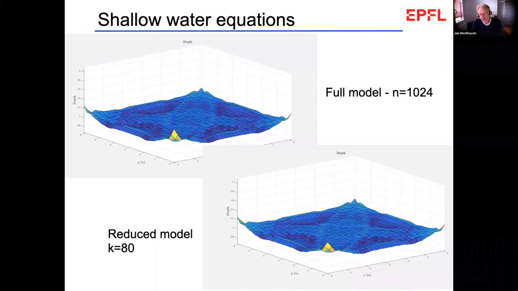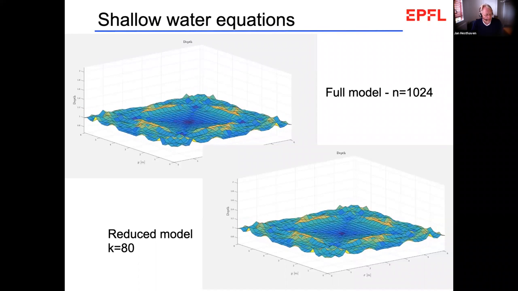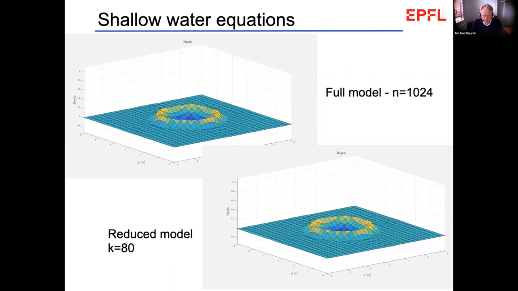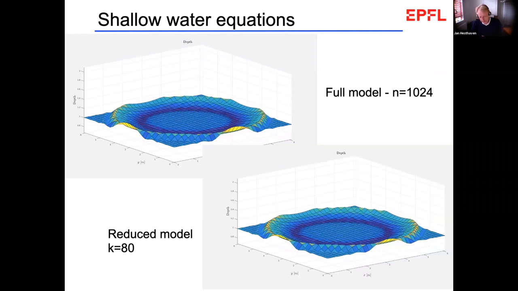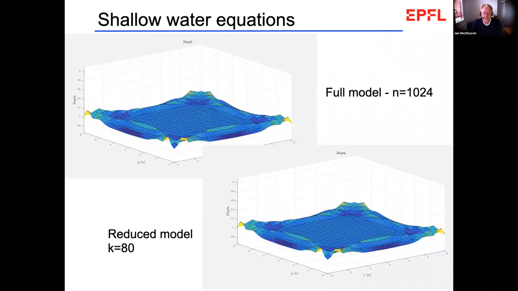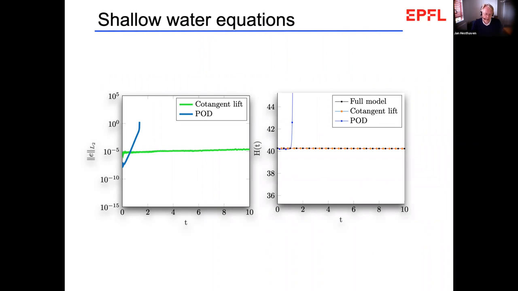So you can recover accuracy simply by choosing the basis carefully, so that you guarantee that you get a reduced problem which has the right structure. And if we look at the errors again, we can just look at the right hand side, it is the Hamiltonian. The blue line is the Hamiltonian. If you just use POD, as expected, it explodes after a few time steps. Whereas the full model and what is called here the cotangent lift, which is how the basis is computed, maintains the Hamiltonian to very high accuracy.